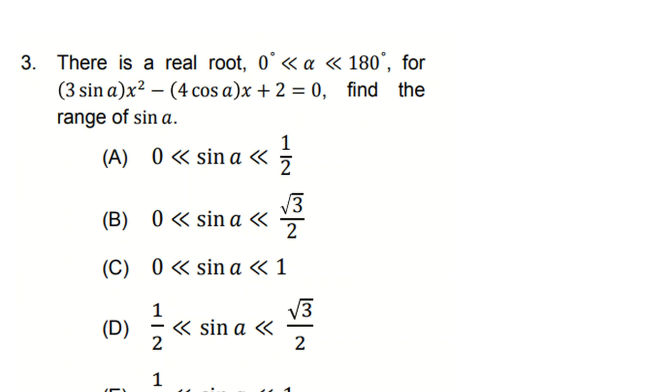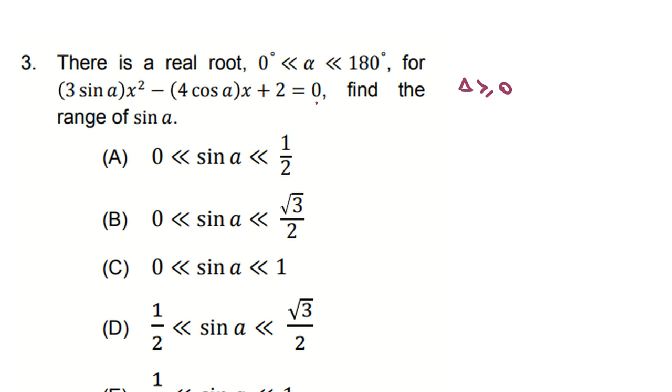There is a real root for 3 sine alpha x squared minus 4 cosine alpha x plus 2, with alpha from 0 to 180. Find the range of sine alpha. So it says there is a real root for this equation. So we can say the delta, or discriminant, is greater than or equal to 0. Delta, or discriminant, is related to quadratic equations.